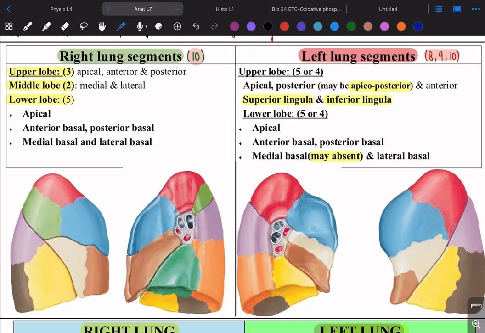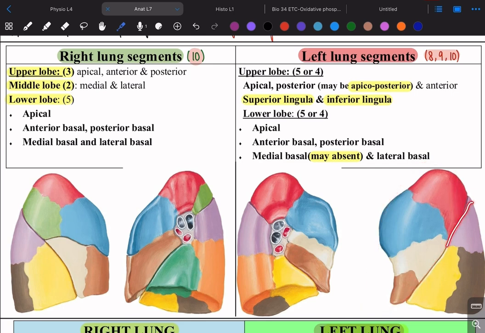That's why the left segments are different. They're not a set number. They change, because sometimes it can be apical alone, it can be posterior alone, or they can be together. Okay? Then we have the anterior superior, and then we have the anterior superior lingula, which is this one I think, and then the inferior lingula. Then we have the anterior superior lingula and the inferior lingula. This is for the upper lobe.